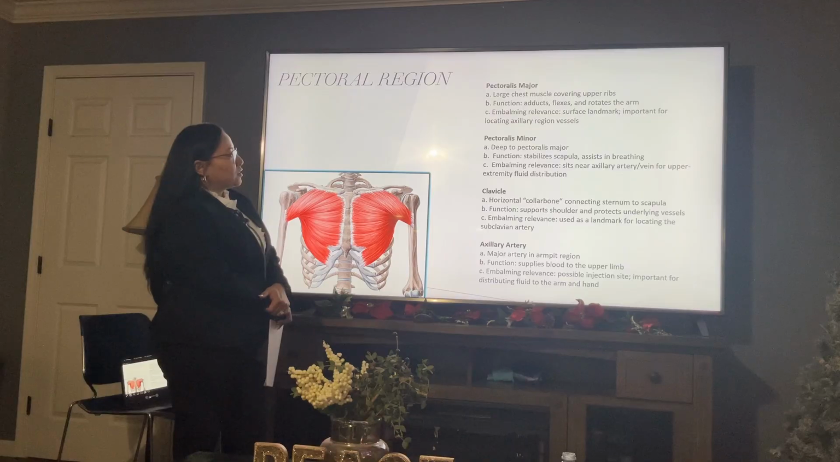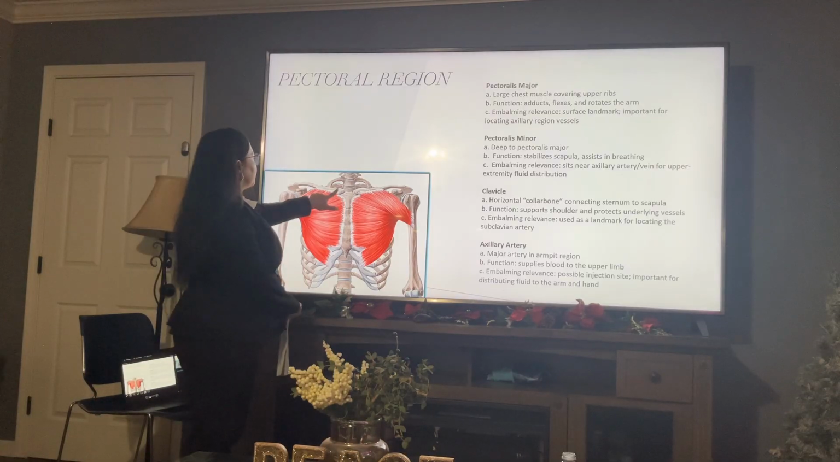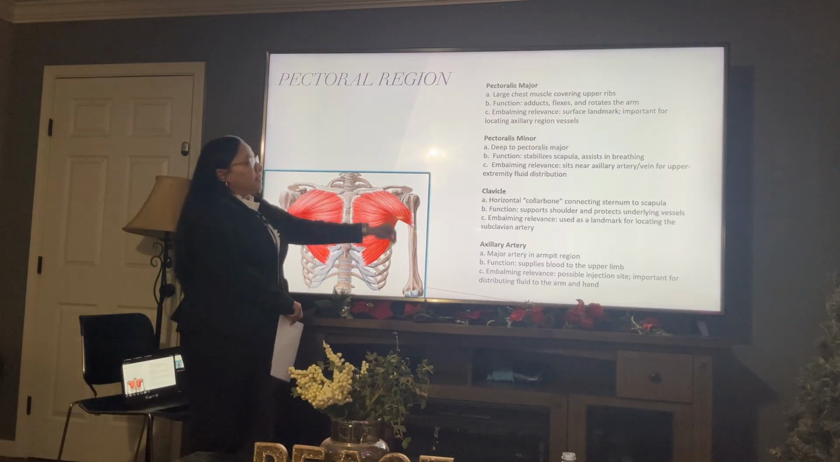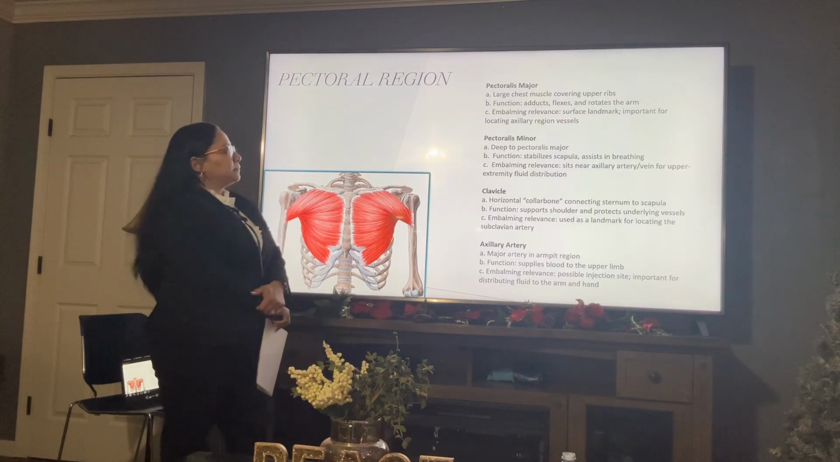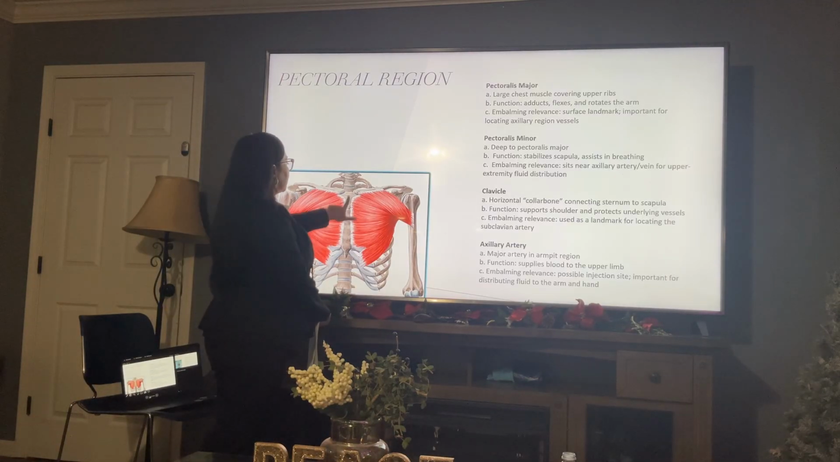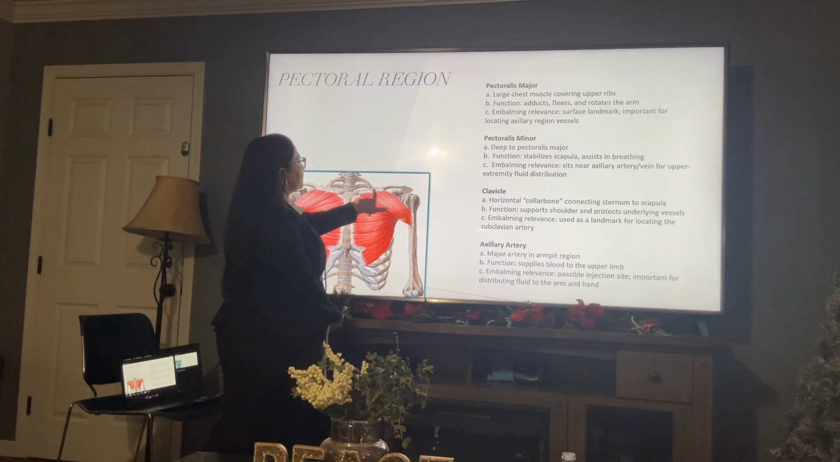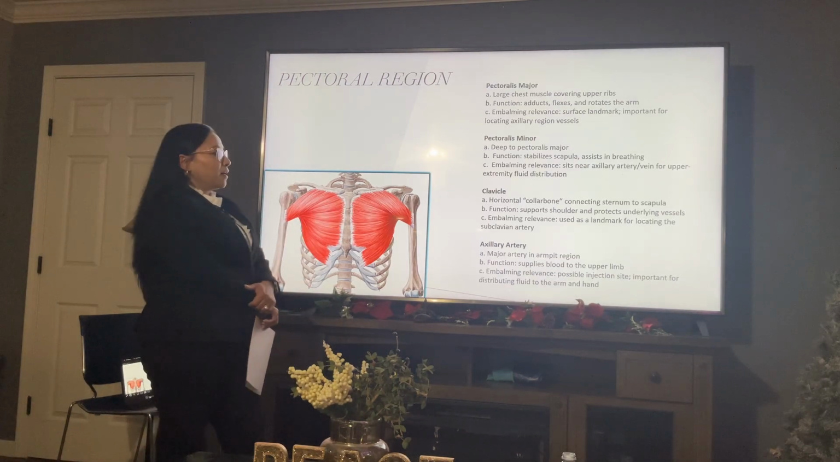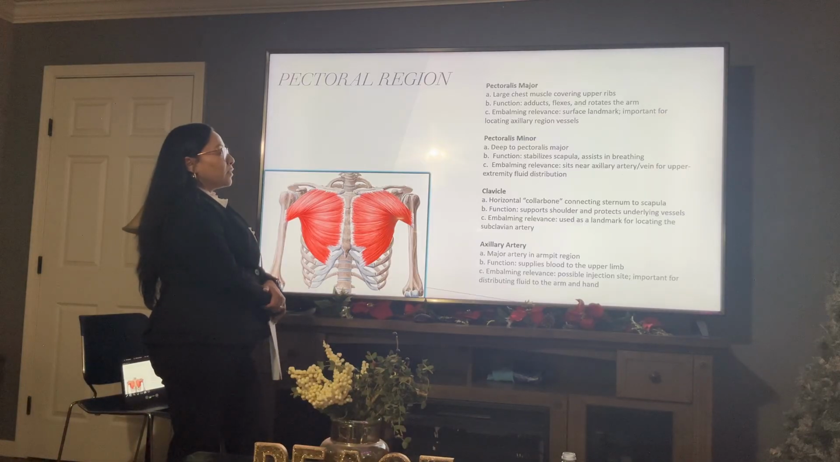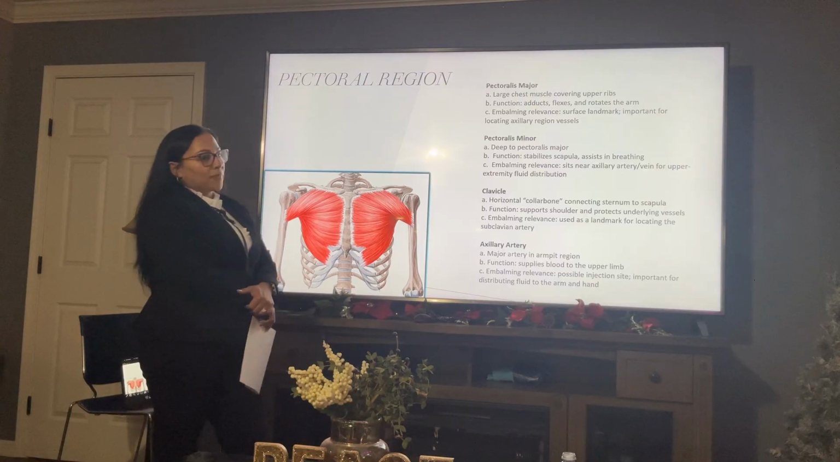The next structure is the clavicle, and it is the horizontal collarbone connecting the sternum to the scapula. The function is to support the shoulders and protect underlying vessels. Embalming relevance is used as a landmark for locating the subclavian artery.